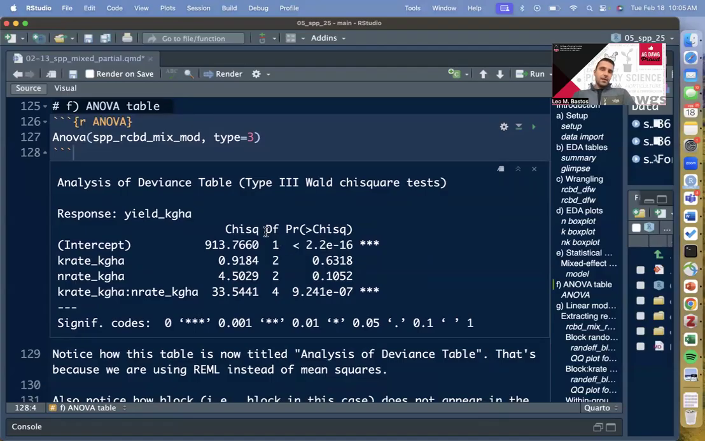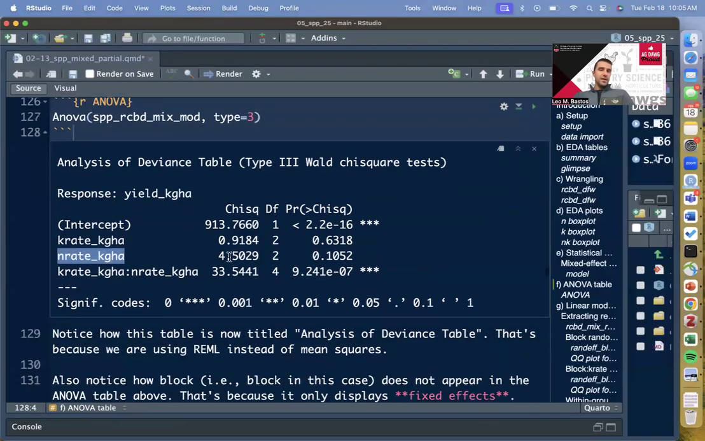I know we talked about this: the DF column here, degrees of freedom, is for the numerator, right? The numerator degrees of freedom is always going to be how many levels you have for that factor minus 1. We have 3 levels of potassium rate, 3 minus 1 equals 2. We have 3 levels for nitrogen rate, 3 minus 1 equals 2. And the interaction is just the multiplication of those two. This is how many degrees of freedom are being consumed to estimate these model parameters.